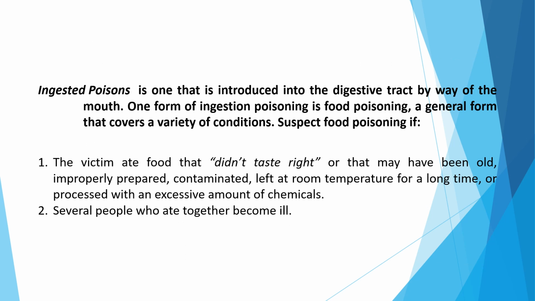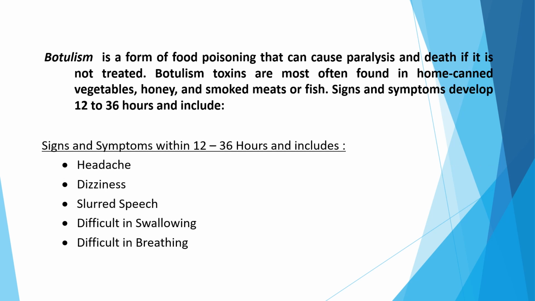Ingested poison is one that is introduced into the digestive tract by way of the mouth. One form of ingestion poisoning is food poisoning, a general form that covers a variety of conditions. You have to suspect food poisoning if the victim ate food that didn't taste right, or if several people who are together become ill, like at a fiesta. So that's your food poisoning.